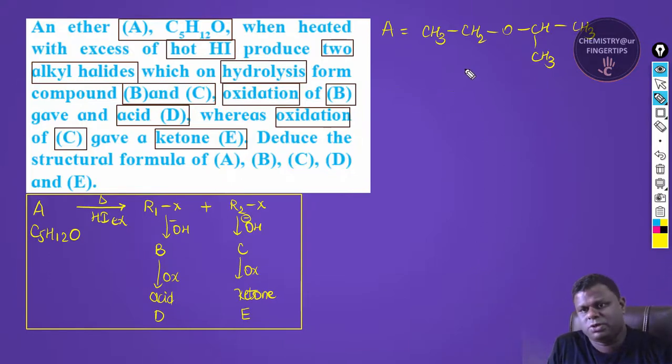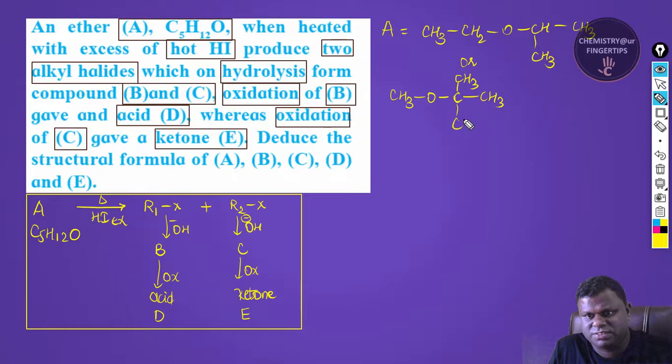Now there is one more possibility, so I'm going to write here or. So I'll have CH3 and then I have O and then I have a C over here, there is a CH3 here, and there is one more CH3 and there is one more CH3, right? So there is a possibility that this also may be correct, right?